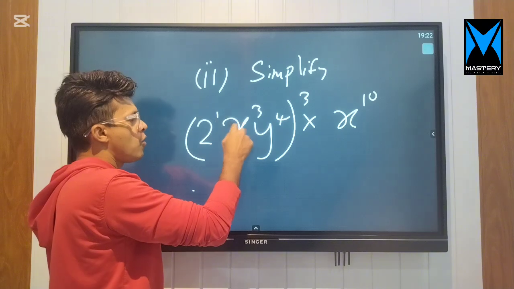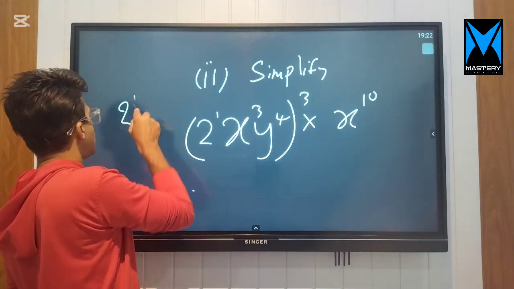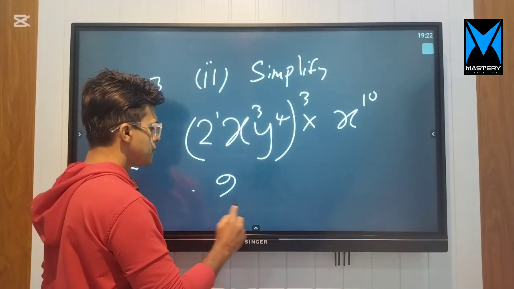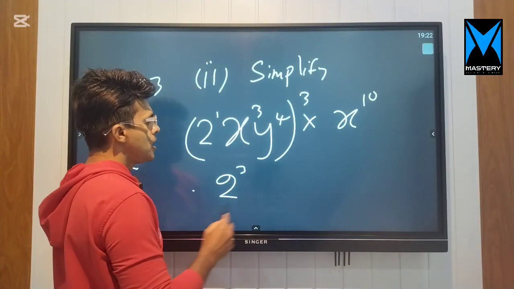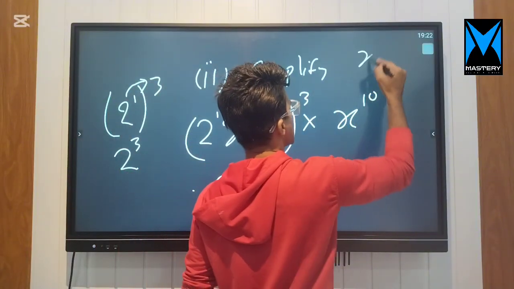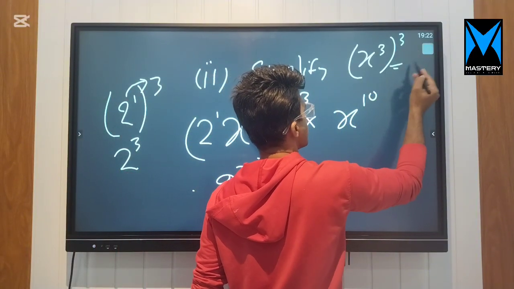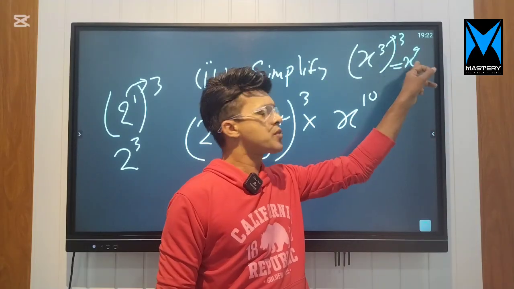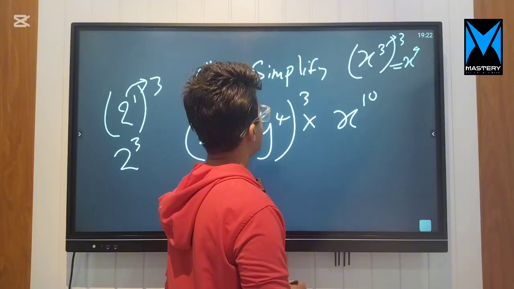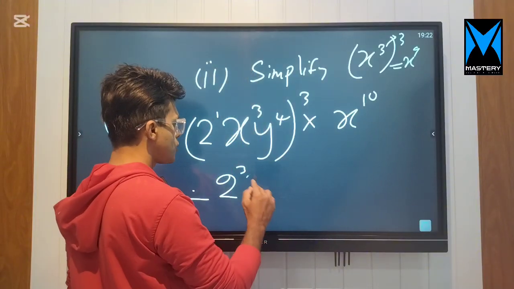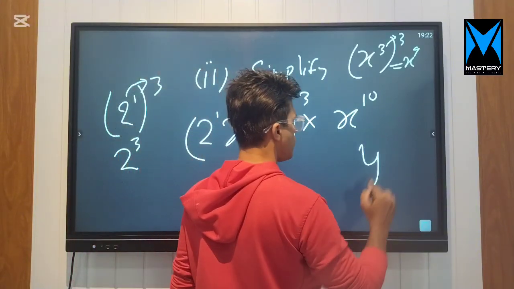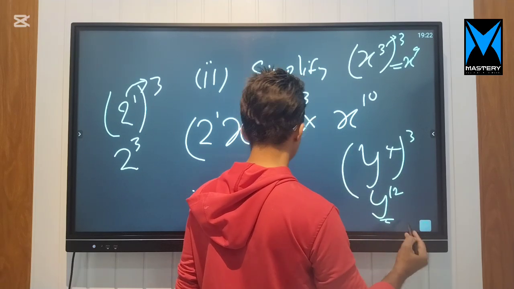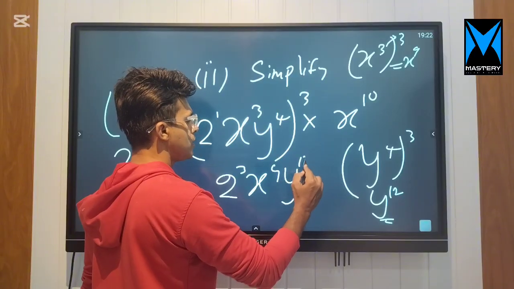So here 2 to the power 1 into 3. 1 into 3 is 3, so 2 to the power 3. Here also x to the power 3 to the power 3: 3 times 3 is 9, so x to the power 9. Here also y to the power 4 to the power 3, which is y to the power 4 times 3, which is 12. So y to the power 12.